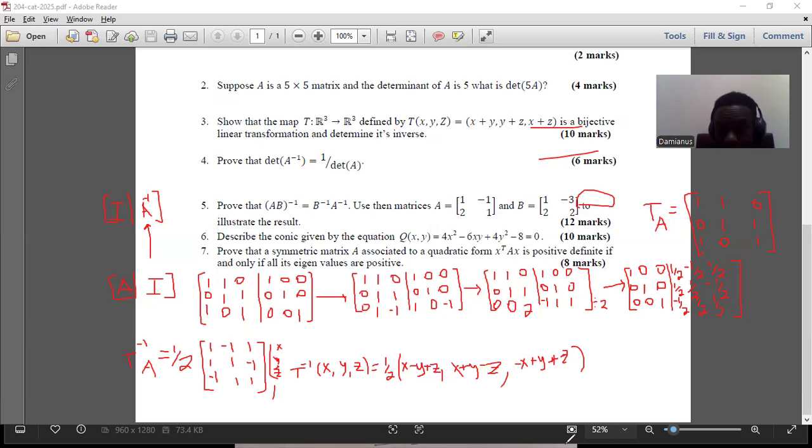So basically what we are saying is that this map, this linear transformation, is a bijective linear transformation if the determinant is non-zero, or if you can find the inverse of the matrix that represents the linear transformation. We have found that matrix. And so we can conclude this linear transformation is bijective, it's one-to-one and onto, and we can actually write down the inverse, and this is it.